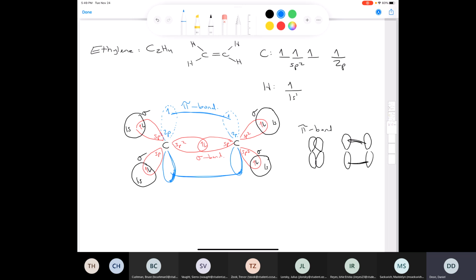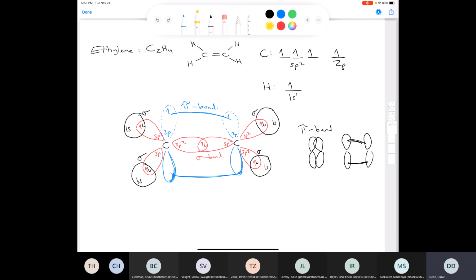Now hold on. Don't fall into a trap, because you're like, hey, Mr. Dion, you got a line here and a line here. That's 2 pi bonds. No, no, no, no, no. That's 1 pi bond, formed by the overlap of 2 p orbitals. In this case, they happen to be 2p orbitals, but it could be two 3p orbitals or two 4p orbitals. Give me a thumbs up if you follow me on this.